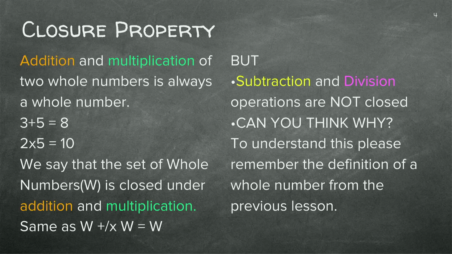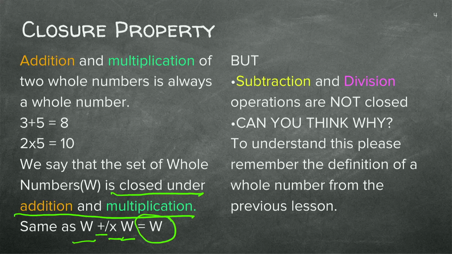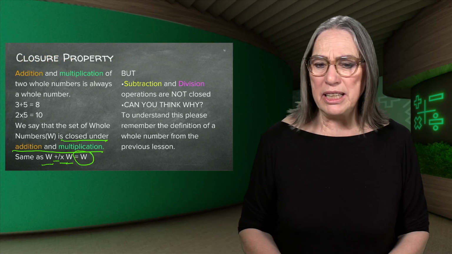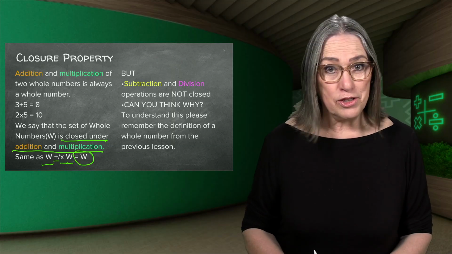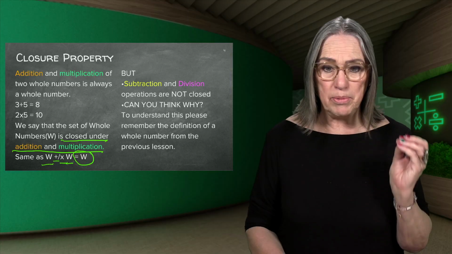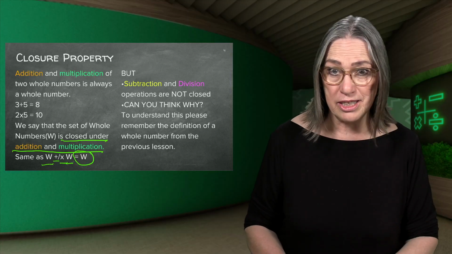So what we say in mathematics is we say that the set of whole numbers is closed under addition and multiplication. So what does that mean? It's same as if a whole number is added or multiplied with another whole number, it will always be a whole number. Do you think it's the same when it gets to subtraction and division? It's not closed. We say that subtraction and division operations are not closed.